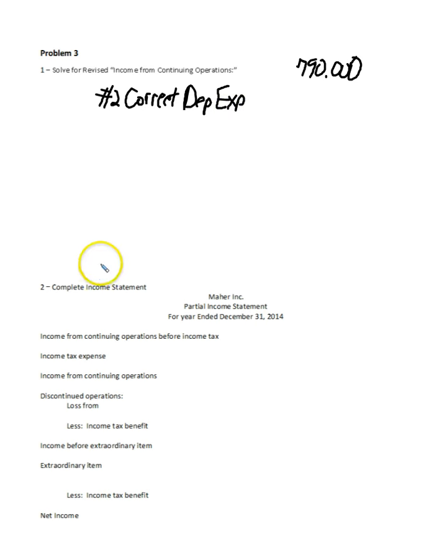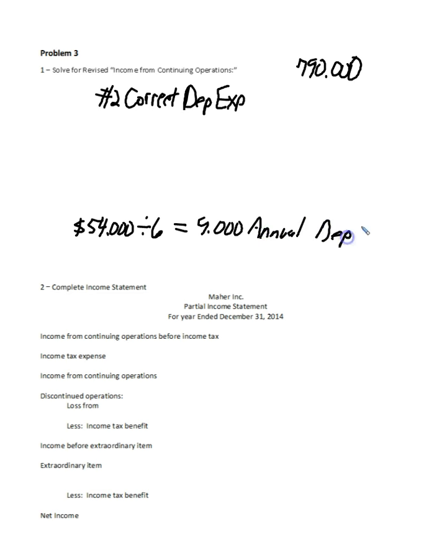And let's go down here and look at this. Let's see, what they did is they took $54,000 and divided that by 6 years, and they ignored salvage value. So they recorded their annual depreciation expense to be $9,000.